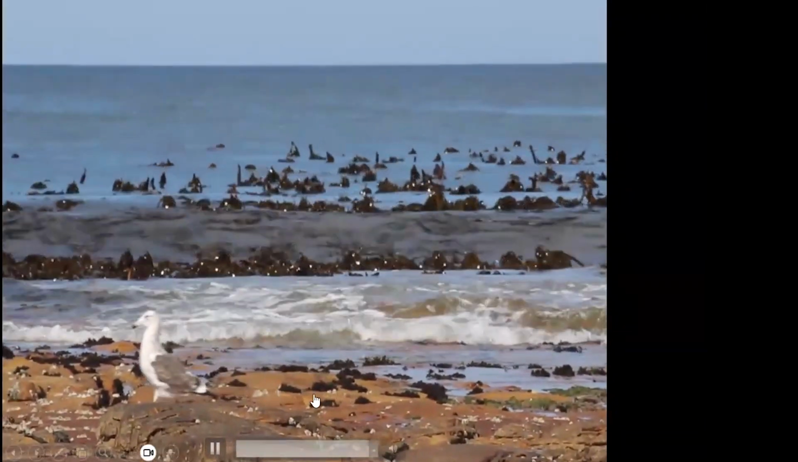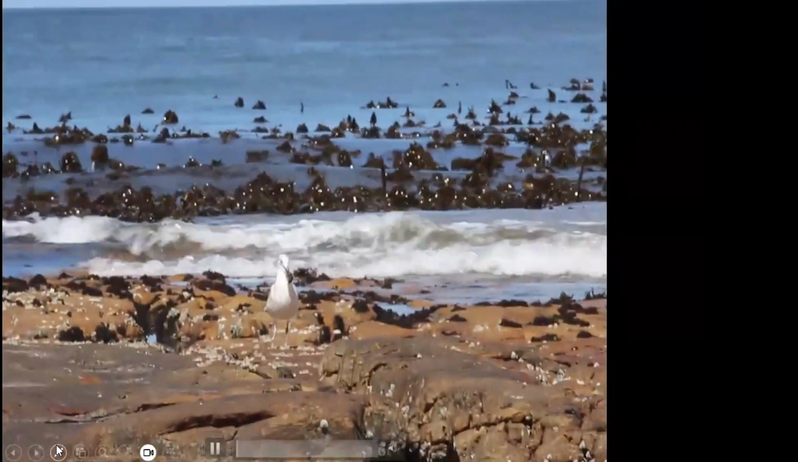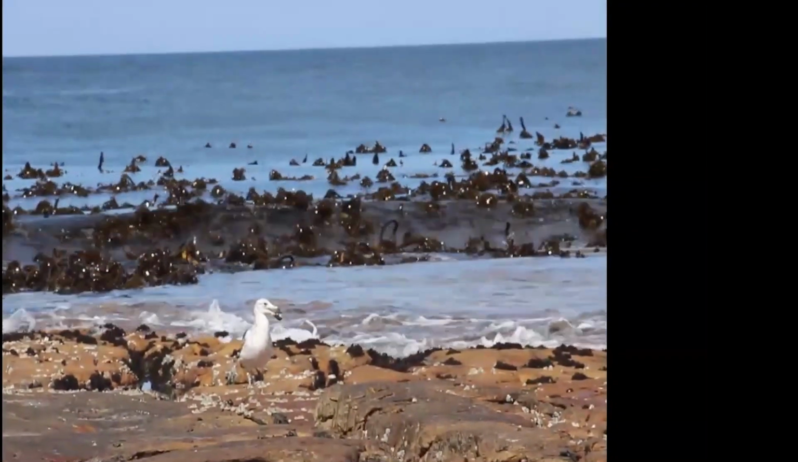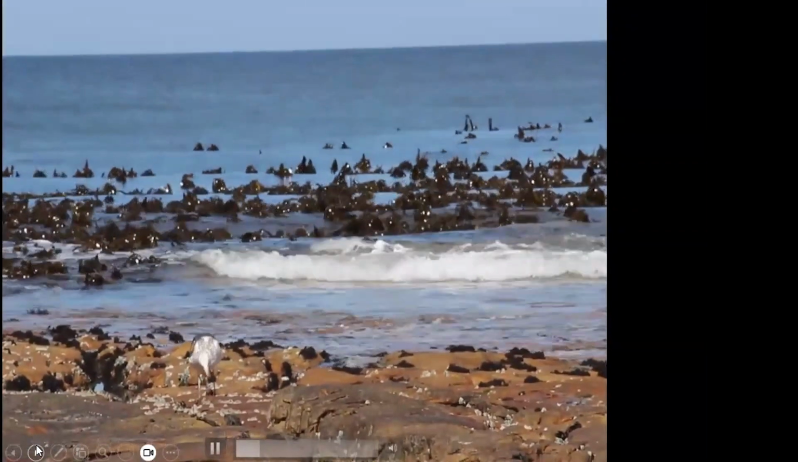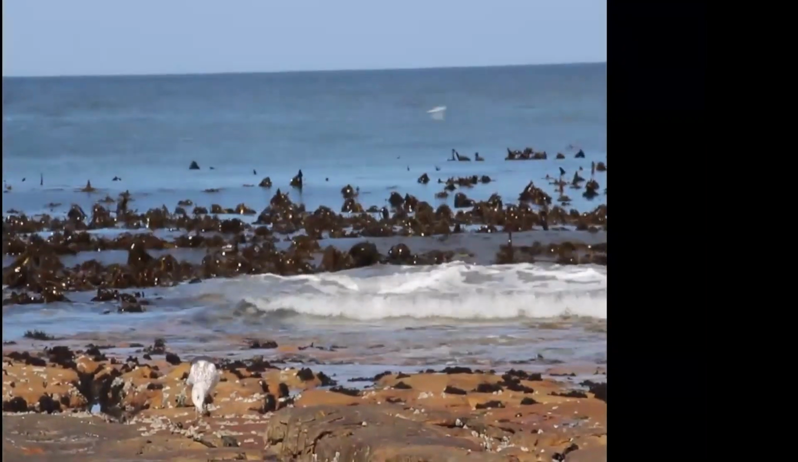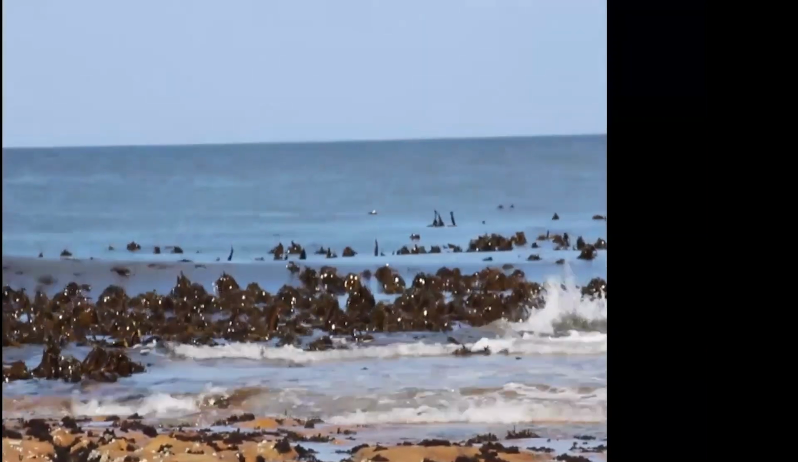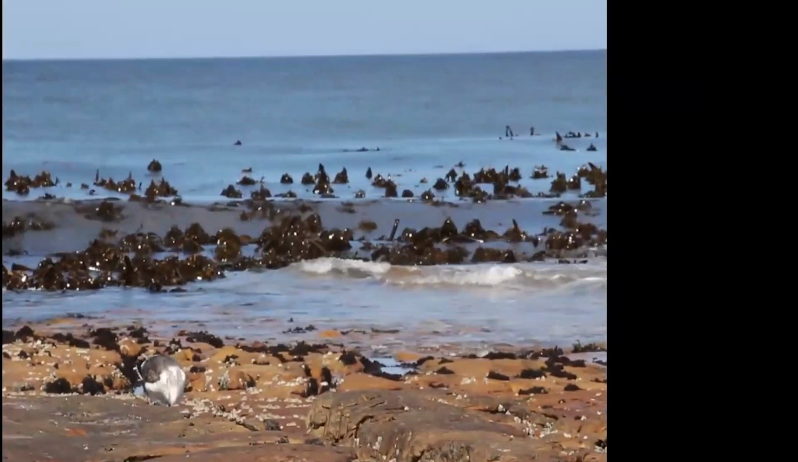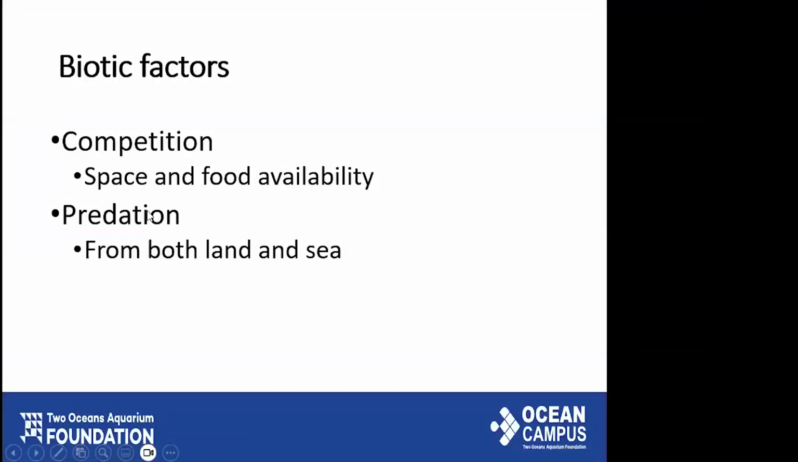In the rock pools and on the rocks itself, there is very limited space. And so you have competition for food and competition for space, as well as reproductive mates as well. So all of those interspecies and intraspecific competition also applies in this environment. So just once again, just highlighting those again.